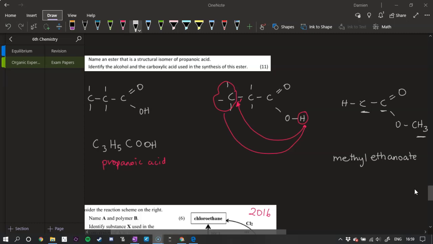I'm sorry, I forgot that you also have to identify the second part of this: identify the alcohol and the carboxylic acid. And again, you can go back and check the notes, but the methyl is coming from the methanol and the ethanoate is coming from ethanoic acid, because an alcohol plus a carboxylic acid will produce an ester and water.